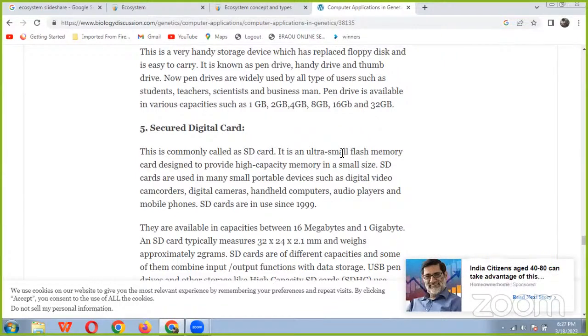Next one is the wide area network, WAN. WAN spreads across countries. It is not limited to a local geographical area. It is worldwide, the wide area network.